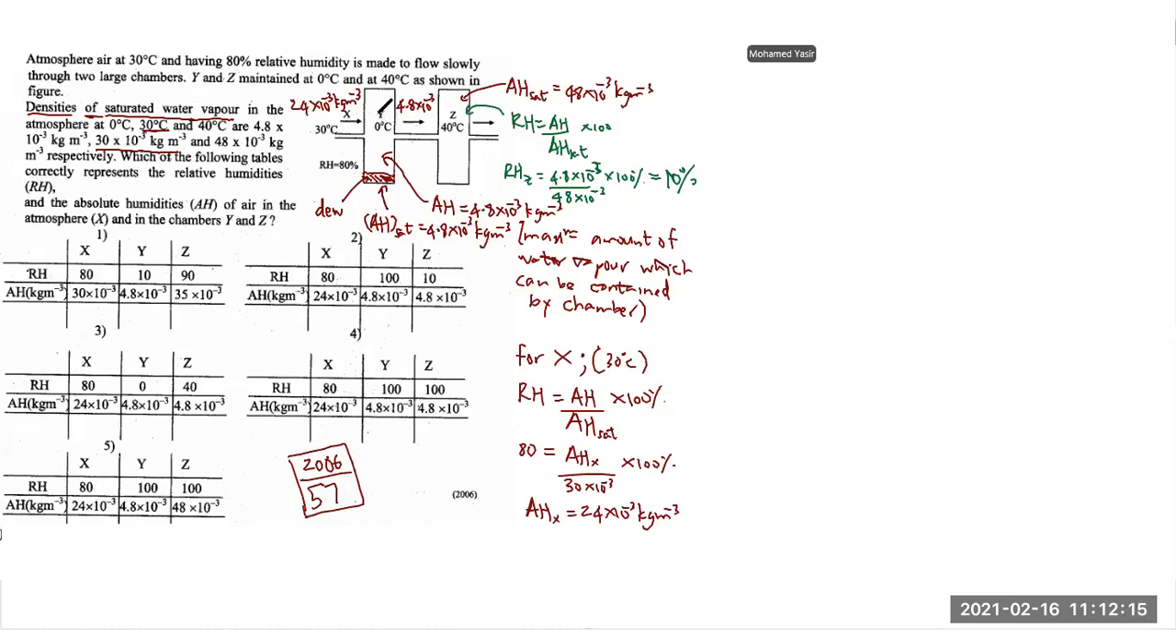And in Y, what is the relative humidity now? Inside Y, guys, it's saturated now, because dew is formed. So relative humidity has to be 100. It can have only 4.8, but we are sending 24. So we are saturating this. RH has to be 100 in Y.